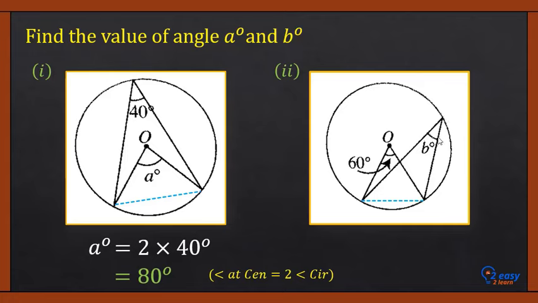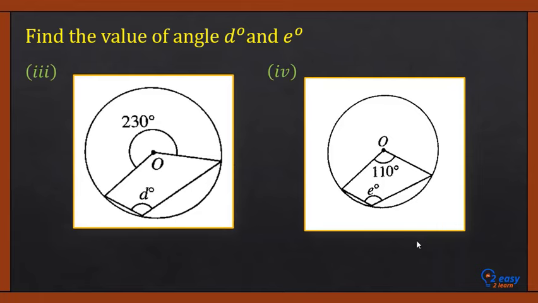So the angle at the circumference of the circle is half of the angle at the center. So we can say B is equal to 60 divided by 2, half of 60, and it is equal to 30 degrees. Let's see a few more questions.